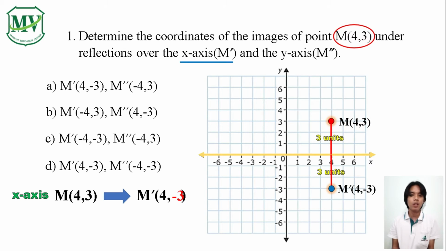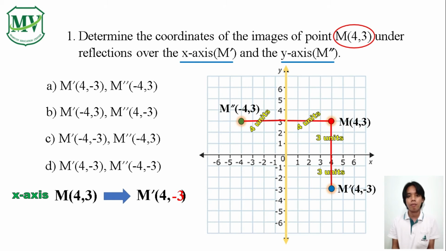Now we can take a look at the same point M, and this time reflect it over the y-axis. We're going to do the same. We're going to count how far away the point is from the y-axis. In this case, 4 units. Then we can count the same amount of units on the other side of the y-axis and plot the point M double prime. The coordinates of this image are (-4, 3).